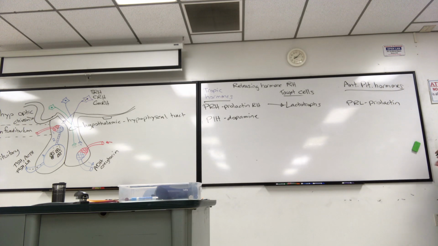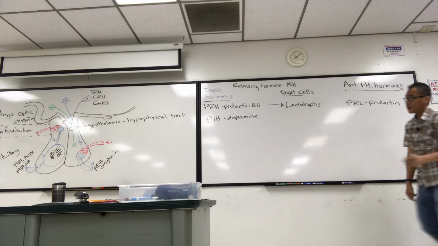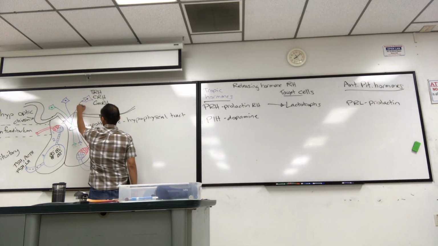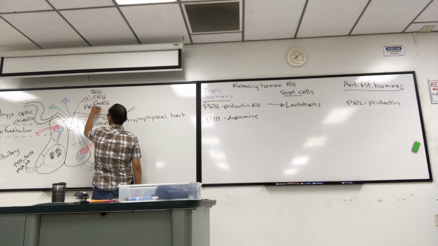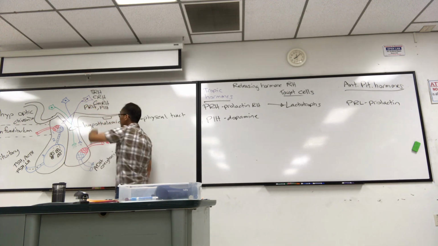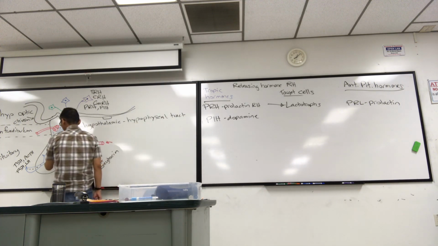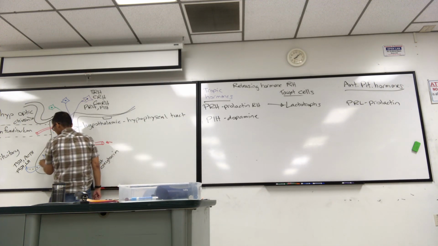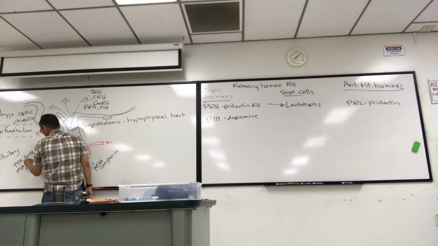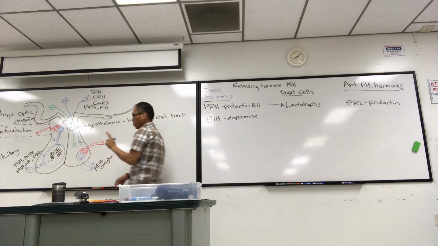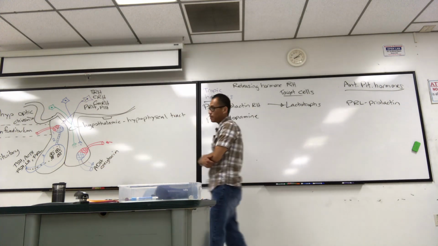I'll do the physiology of all these ant-pit hormones just after this. But anyways, up here, PRH, PIH. I know it's getting busy. There's a lot of them. And so we have lactotrophs. When you get down to here, it's PRL, prolactin, that's released. It will target the mammary glands.